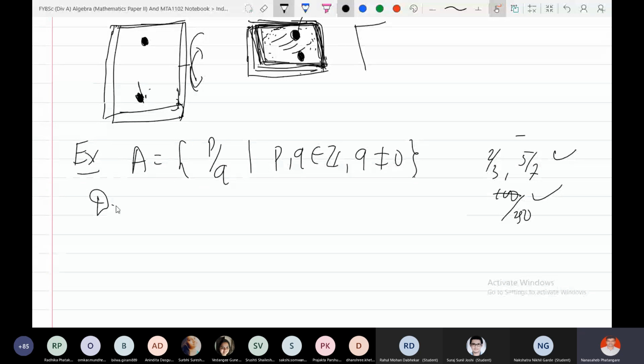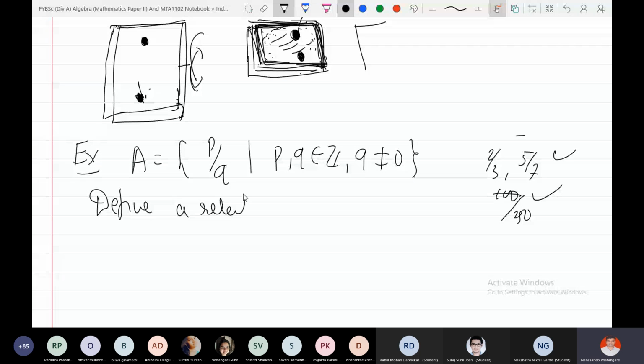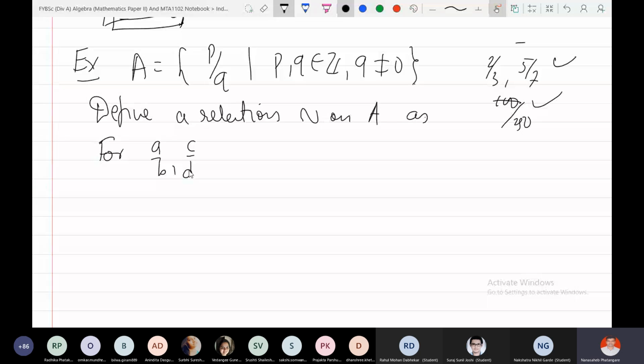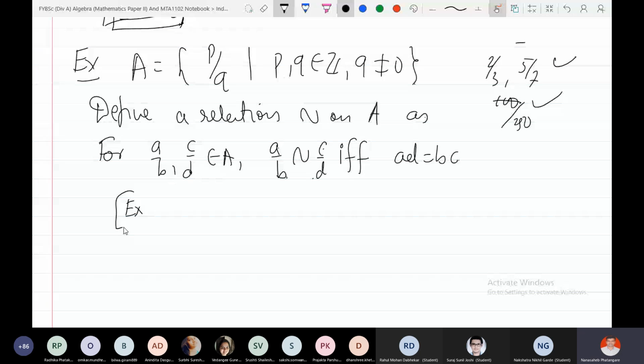So define a relation on set A as follows: for two elements A by B and C by D in A, A by B is related to C by D if and only if AD is equal to BC. If A into D is equal to B into C, then only we will relate these two points. To understand this, I will give you an example.